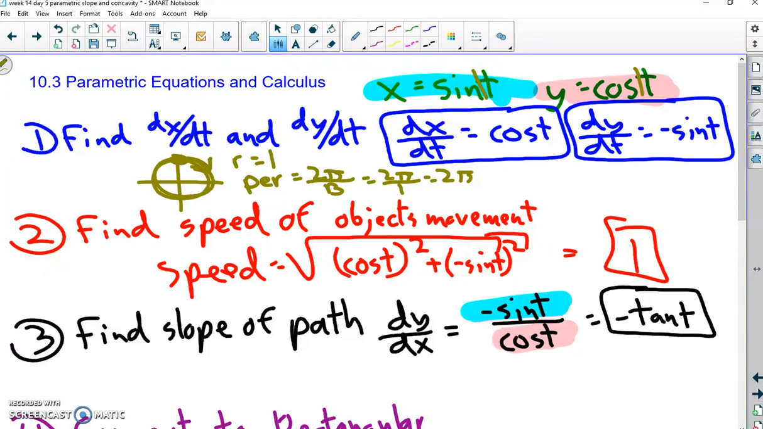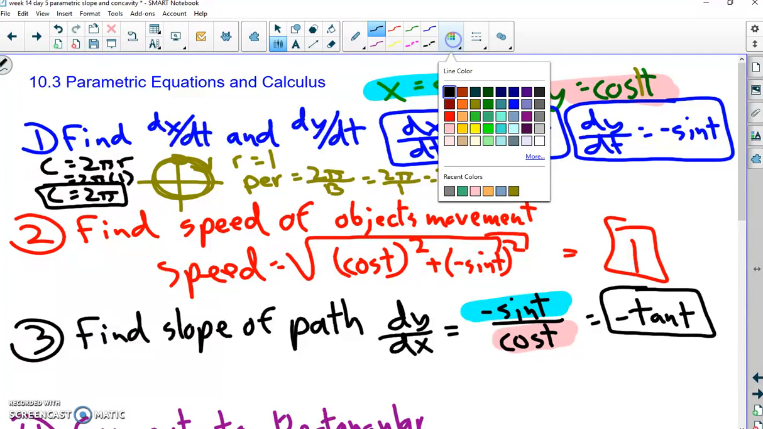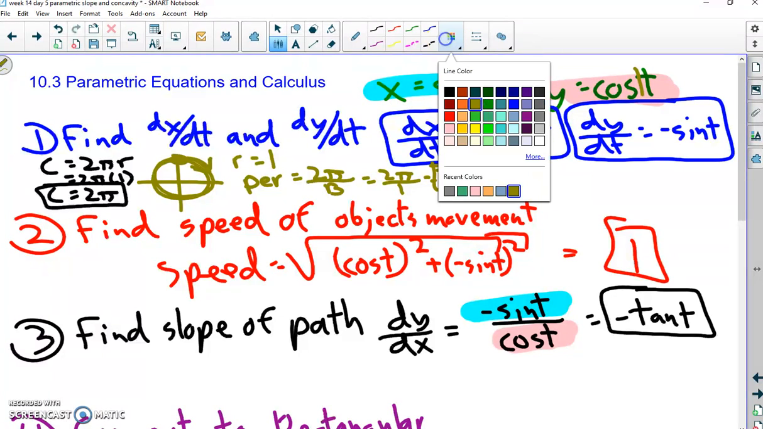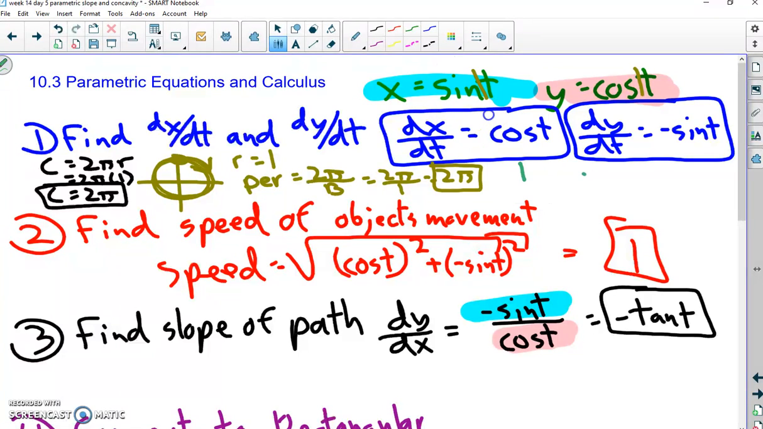Next question is a geometry question. What's the circumference? 2 pi r, which is 2 pi times 1, which equals 2 pi. So if the circumference is 2 pi and the time it takes to rotate through that is 2 pi, go back to middle school math. I got distance equals rate times time. I travel 2 pi. It takes me 2 pi seconds to do it. What's my rate? Well, my rate is 1.